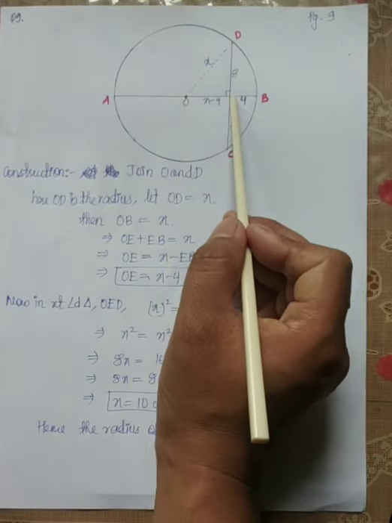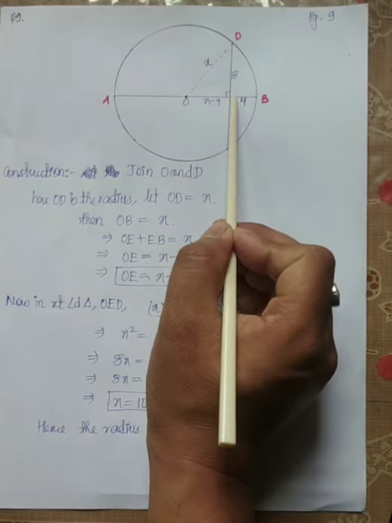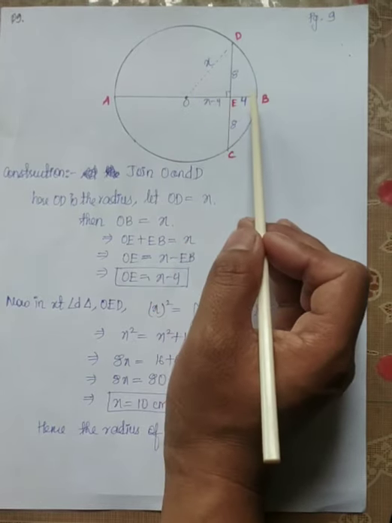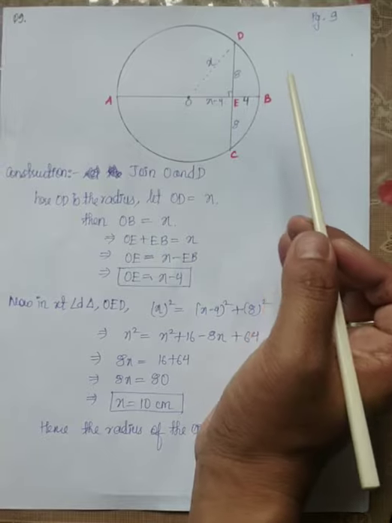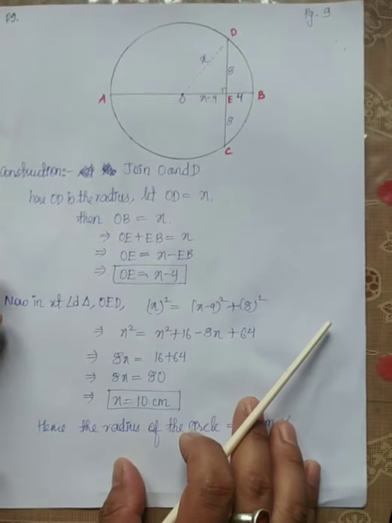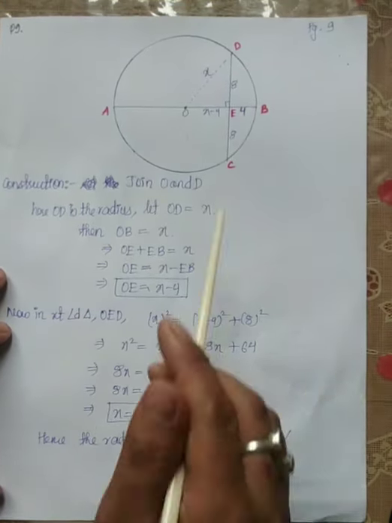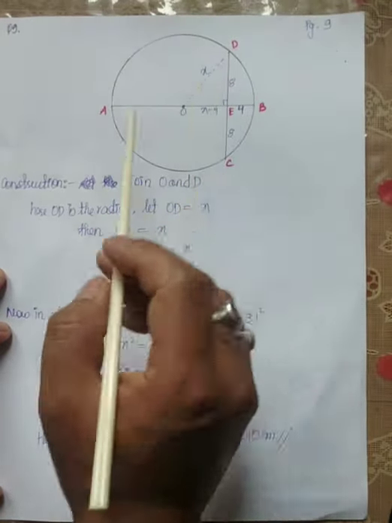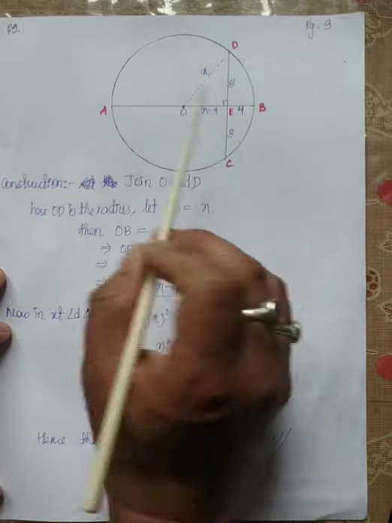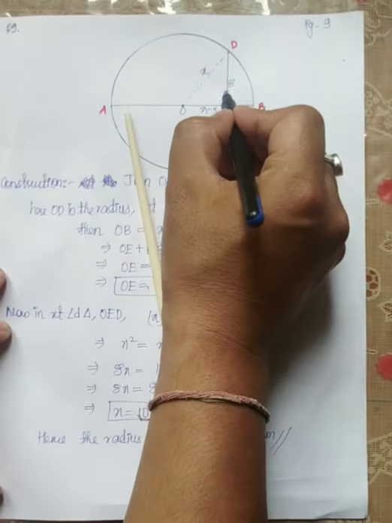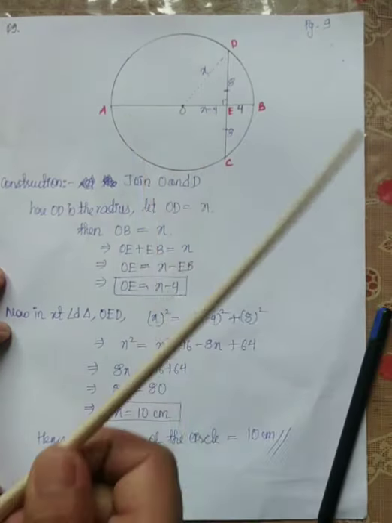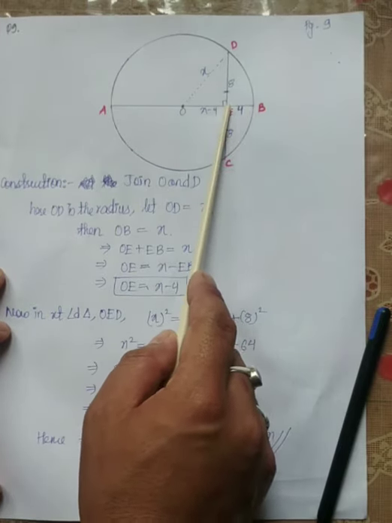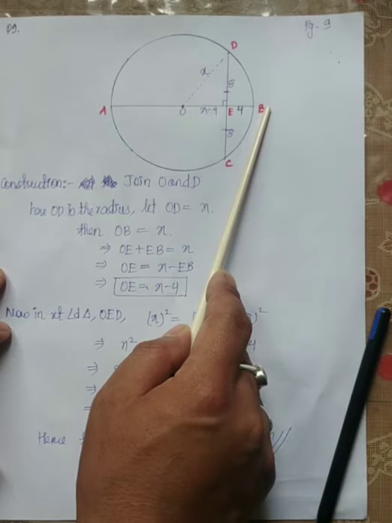E. Alright, okay. In which the diameter AB bisects the chord CD at point E. By the way, this diameter is bisecting this chord CD at point E, which means this is 8 and this is 8. As I've mentioned out here, this is your 8 and this is your 8. The question also gives us the length of EB. EB is 4. From here to here it is 4. Find the radius of the circle.